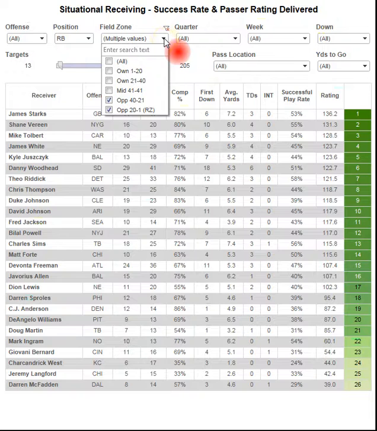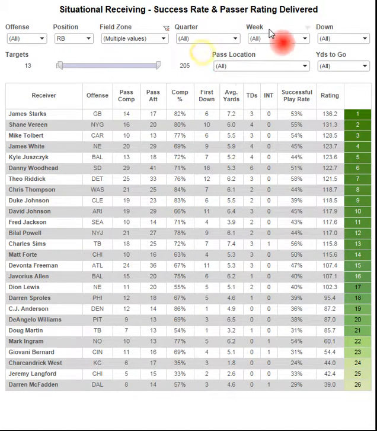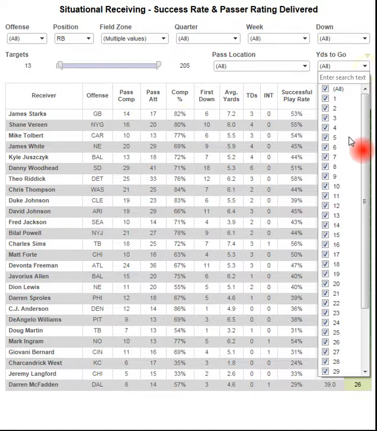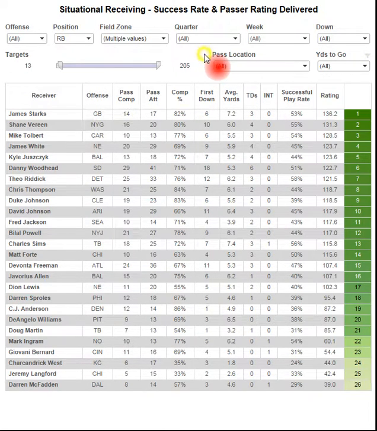And you can filter once again. I'll go through these. They're pretty much on many of the other visualizations on this website. But if you want to look at field zone, here I'm only looking at receptions where the player was targeted when the line of scrimmage was inside the opponent's 40-yard line. Quarter, week, down, yards to go until you get a first down on that particular play is all there.